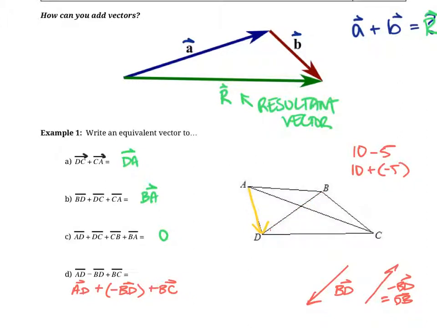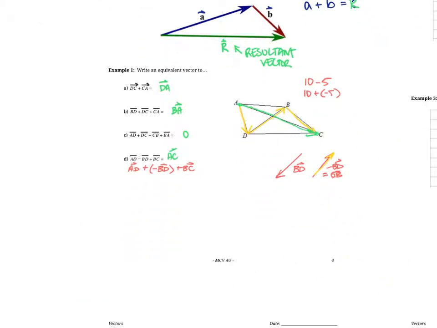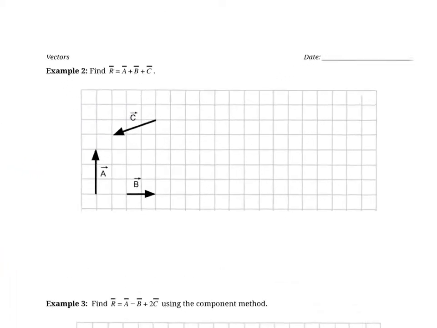So erasing this here, continuing with our path, negative BD is actually like saying DB, right? So that's the yellow arrow here that we'd be following. And now we can continue, plus BC. There we go. So how do we get from the beginning of the path to the end of the path? Well, the straight line distance between those two is just AC. There we go. So the trick here is don't subtract the vectors, add the negative vector, add the vector that's switched around.